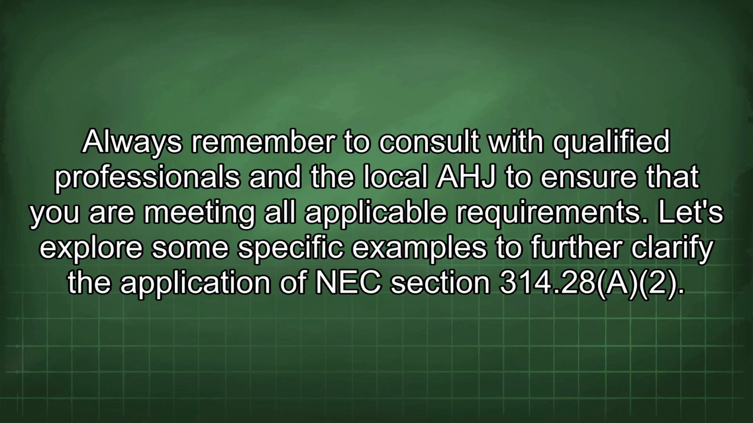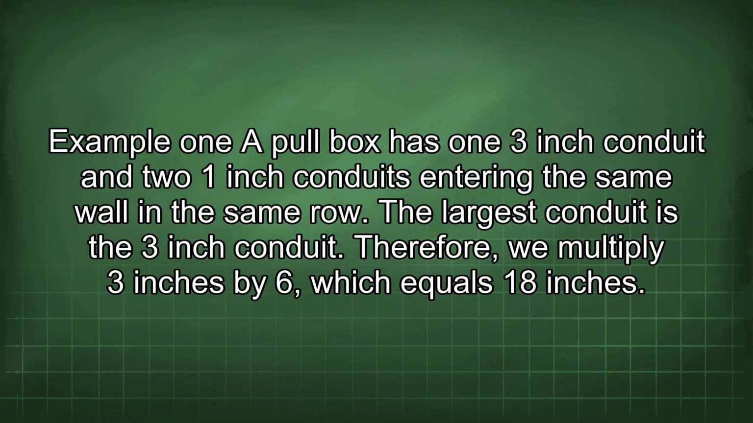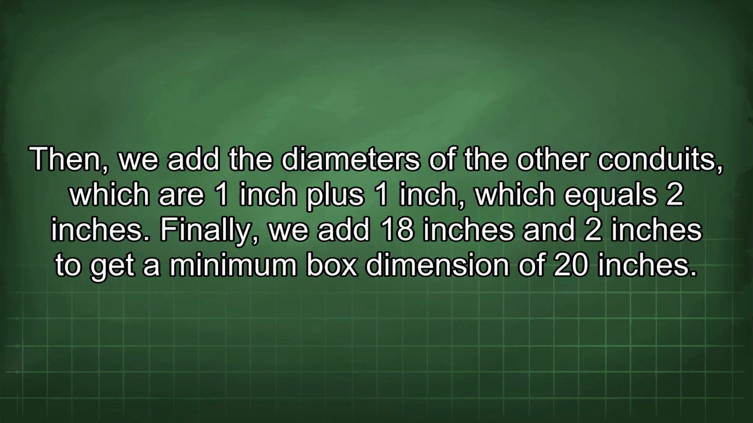Let's explore some specific examples to further clarify the application of NEC section 314.28(A)(2). Example 1. A pole box has one 3-inch conduit and two 1-inch conduits entering the same wall in the same row. The largest conduit is the 3-inch conduit. Therefore, we multiply 3 inches by 6, which equals 18 inches. Then, we add the diameters of the other conduits, which are 1 inch plus 1 inch, which equals 2 inches. Finally, we add 18 inches and 2 inches to get a minimum box dimension of 20 inches.